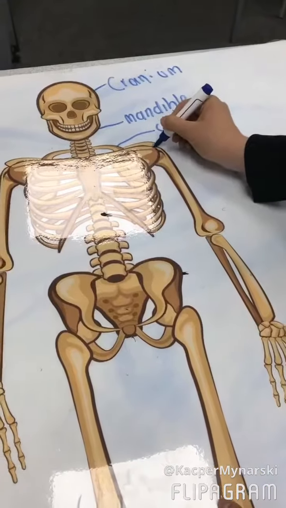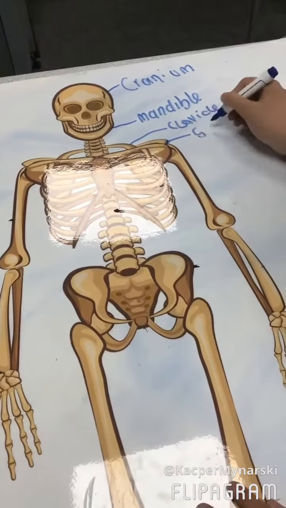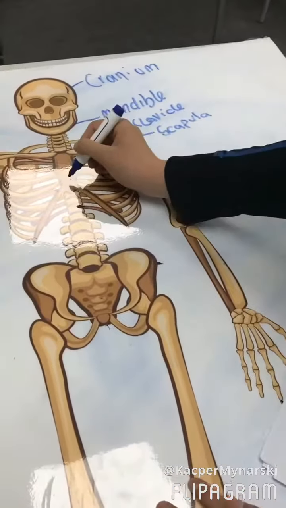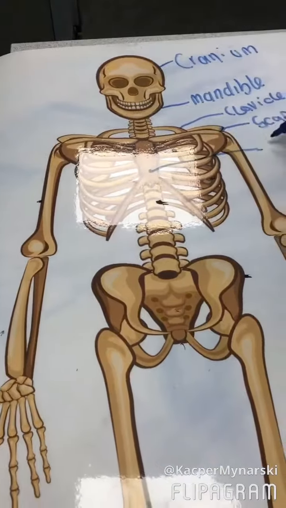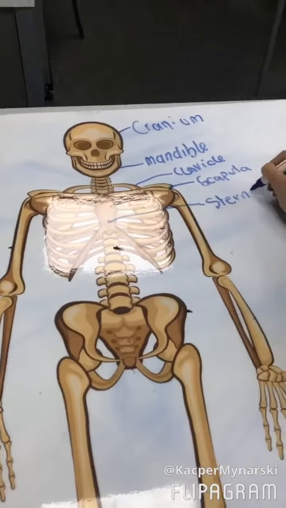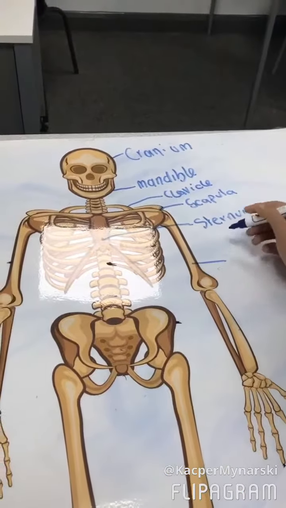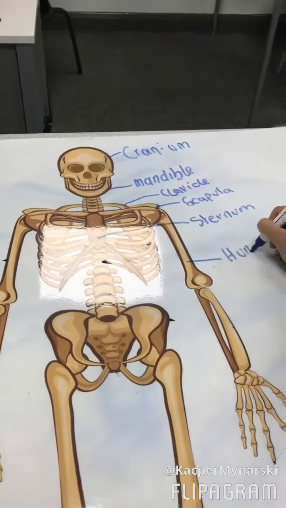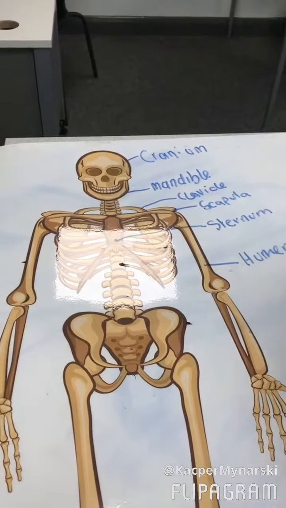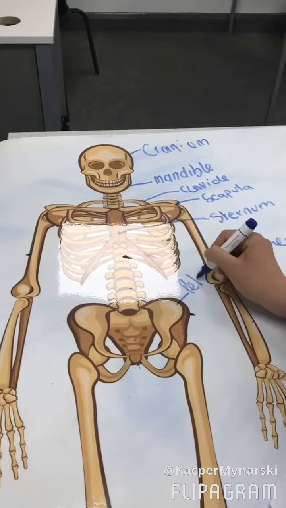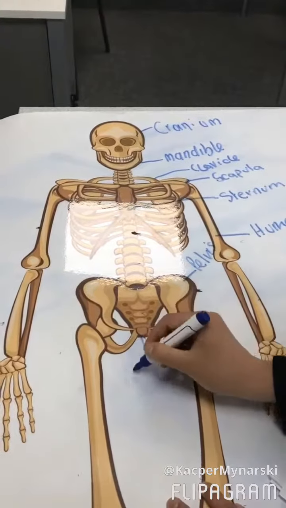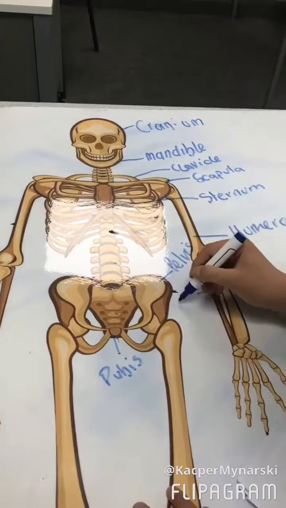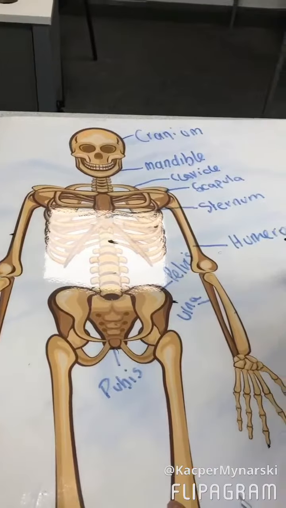This part of the bone is the scapula. The sternum is here. The humerus is one of your biggest bones in your skeletal system. Your pelvis, pubis, the ulna is here, your radius is here.